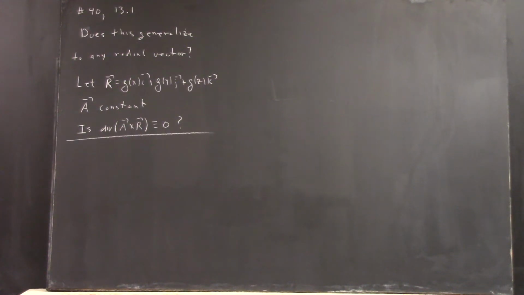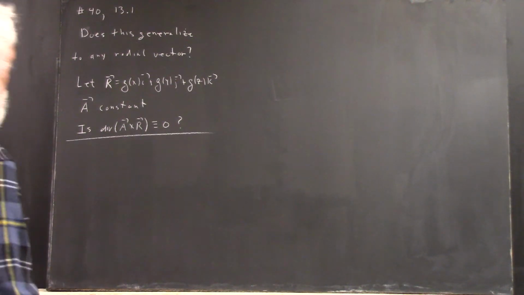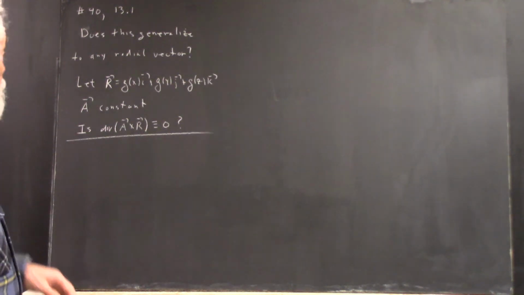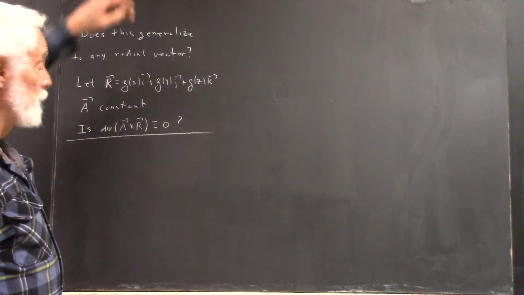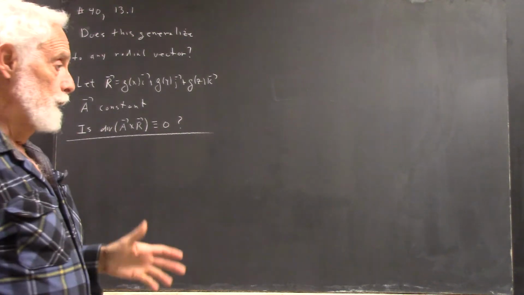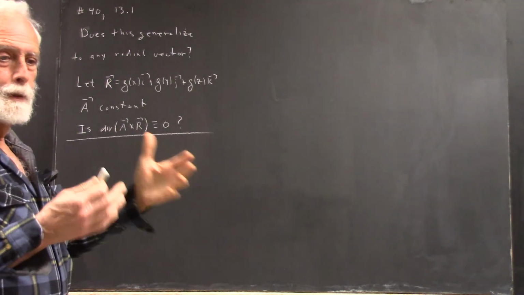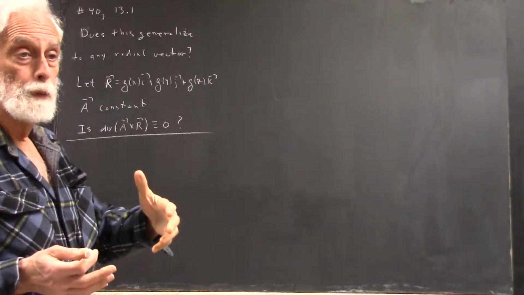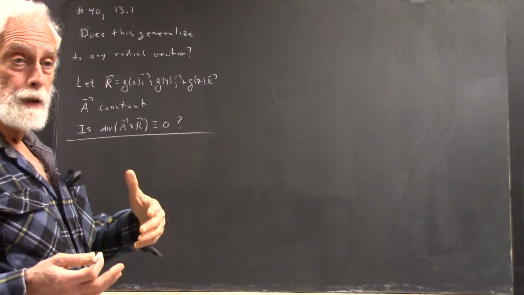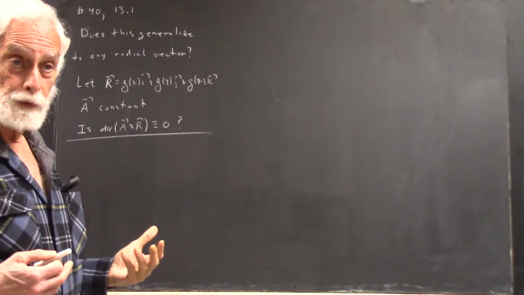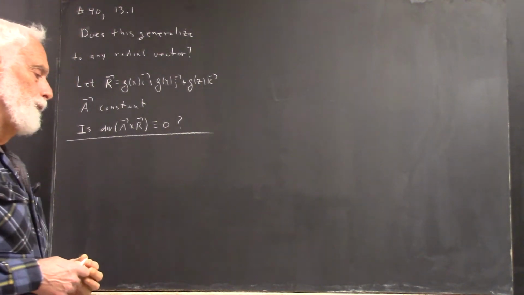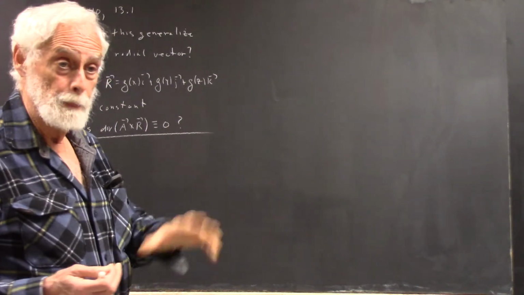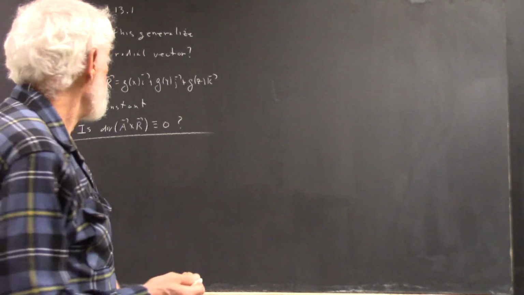Okay. I want to take something that intuitively seems like it might be true and see if it really is. Generalizing number 4013.1, where you have the vector xi plus yj plus zk. You cross that with any constant vector, and you get zero divergence. Now, I'm thinking that that has to be true for any radial vector, not just xi plus yj plus zk.